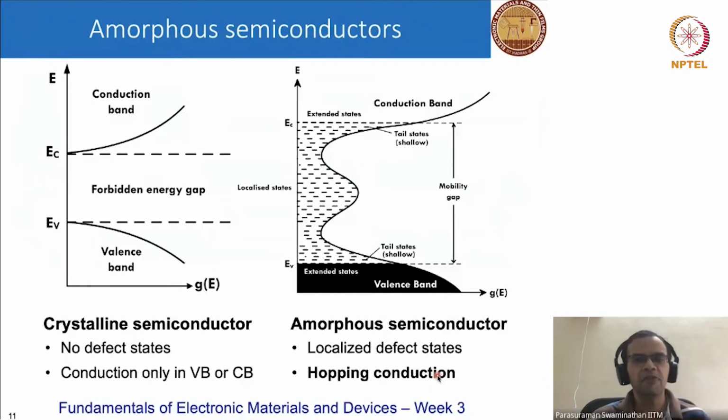Another extreme form of semiconductor is amorphous semiconductors. Most of the semiconductors that we saw earlier were crystalline, which means they had no defect states, and conduction only happened in the valence or conduction band. In an amorphous semiconductor, we talk of localized defect states, and conductivity is by a different mechanism called hopping conduction.